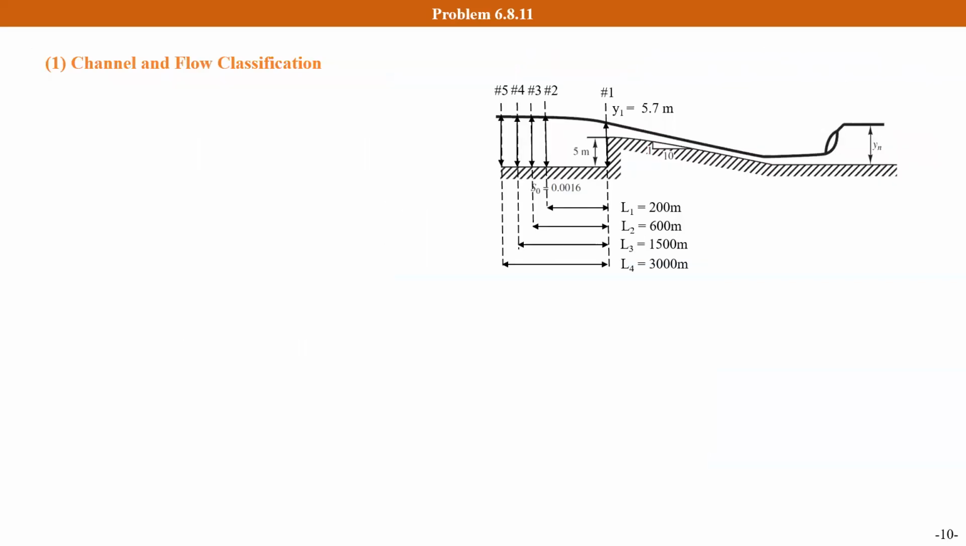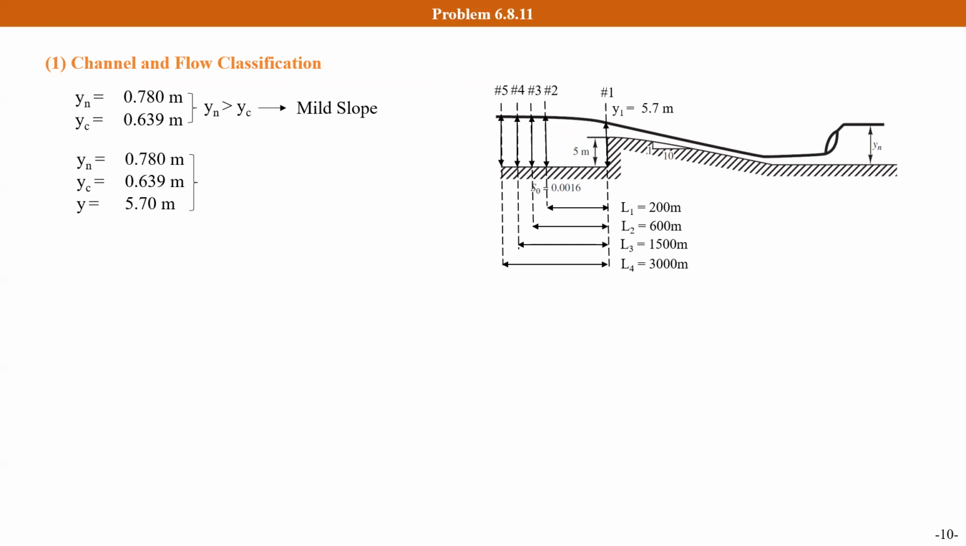Okay, let's do the classification first. Because we already know the normal depth and the critical depth, and the normal depth is larger than the critical depth, it is a mild slope. After comparing the water depth with the normal depth and the critical depth, we know that the water depth is larger than these two. Therefore, the water level is in section 1, so it belongs to the M1 type.